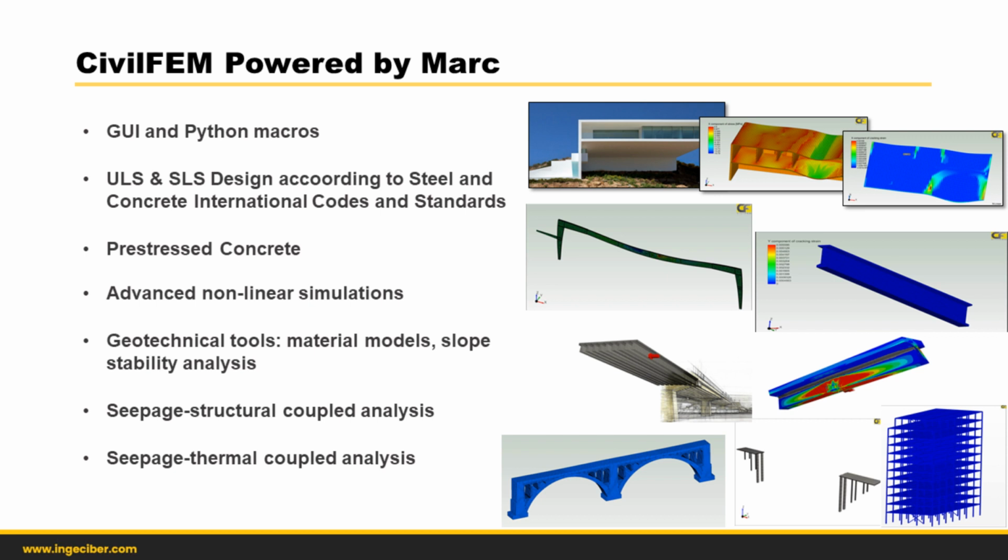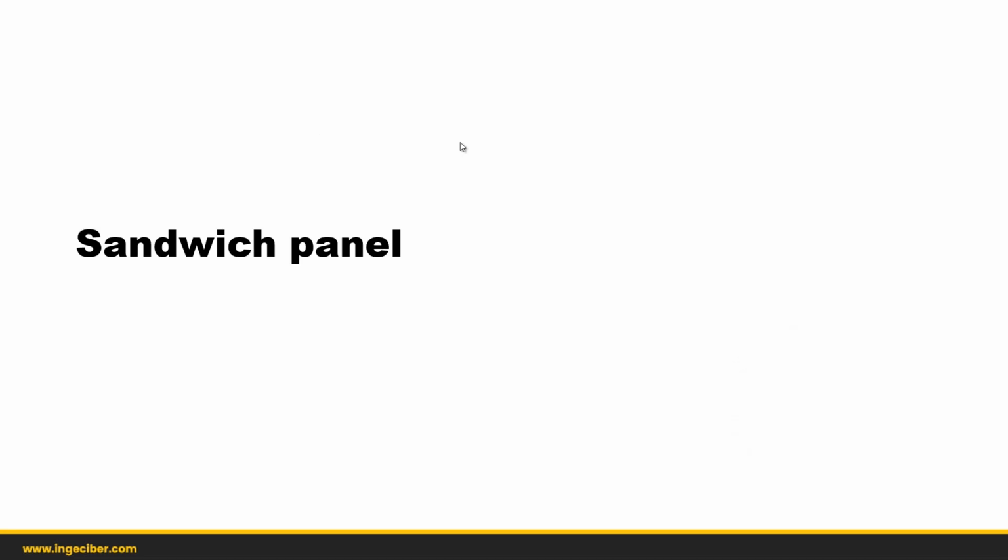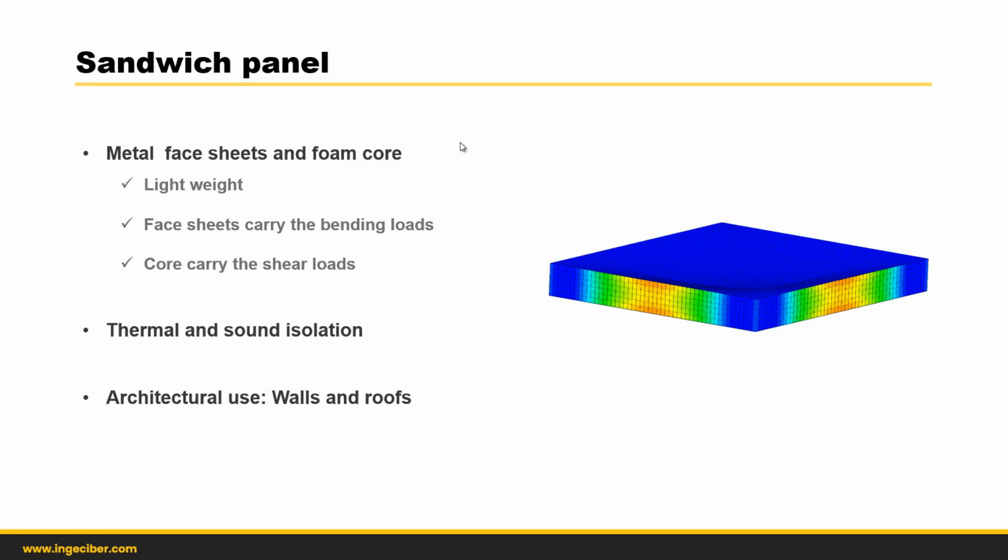Well, this is a basic introduction, and we are going to go directly to composite material and laminates models. Okay, the first example is a sandwich panel. It's composed of 2 metal face sheets and a foam core. Due to that, it adds lightweight. Both sheets carry the bending loads, and the core will carry the shear loads.